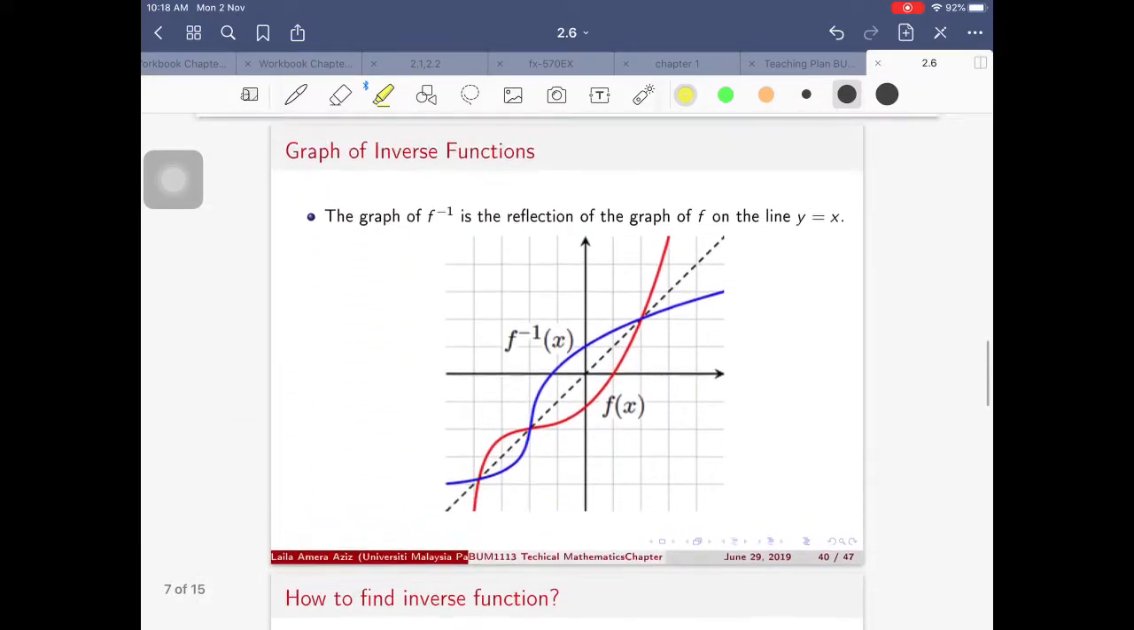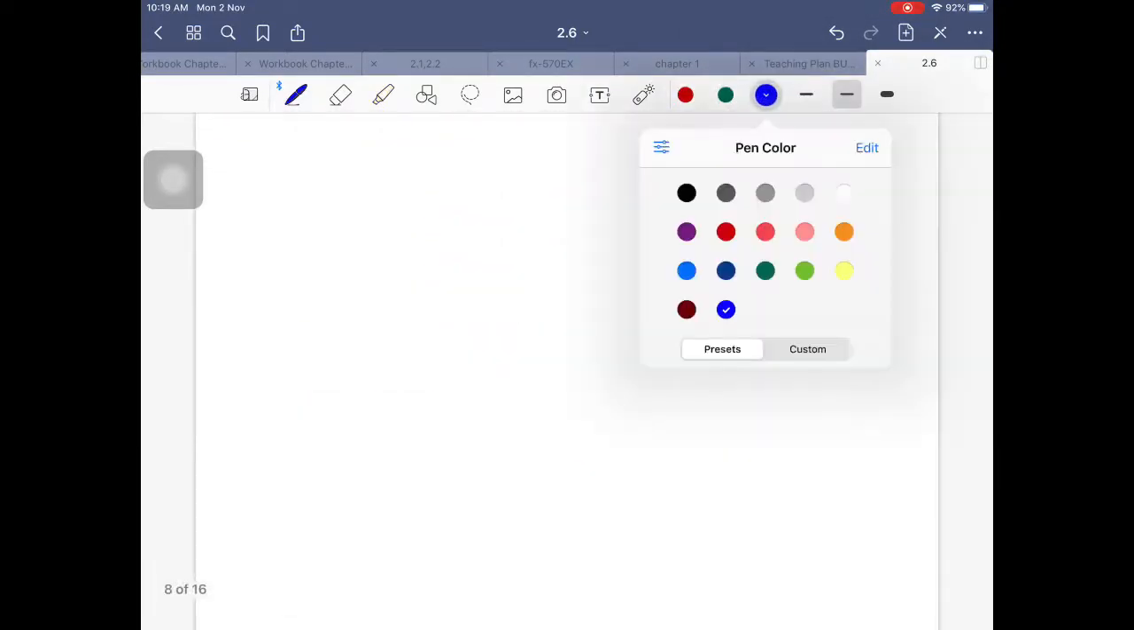Now this is going to be the graph of the inverse function. The graph of f inverse is the reflection of the graph of f on the line y equals x. So what does that mean? Let me show you what that means.